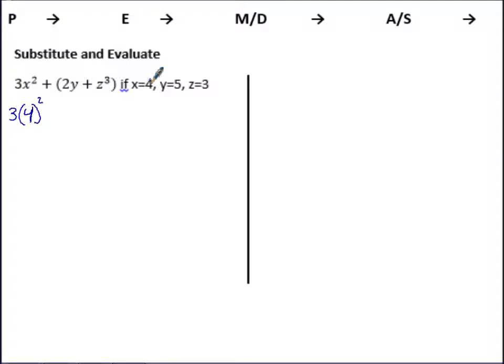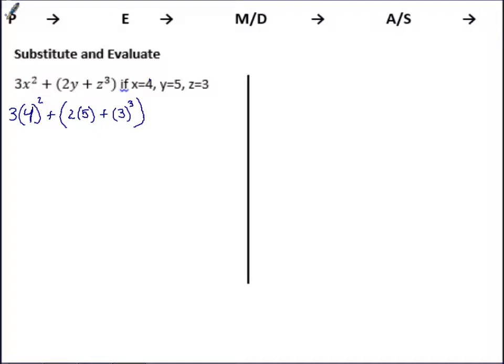Okay, so I substituted 4 for x. Now I can substitute 5 for y. So wherever I see a y, so I'm going to copy the rest of this. Wherever I see a y, I'm going to replace it with a 5. Alright, the y comes out of the game, the 5 goes in. Alright, and then z is equal to 3. So I'm going to have, instead of z, 3 to the third power, and then I need my closing parentheses. Alright, now we're going to follow the rules just like we did in the last example.